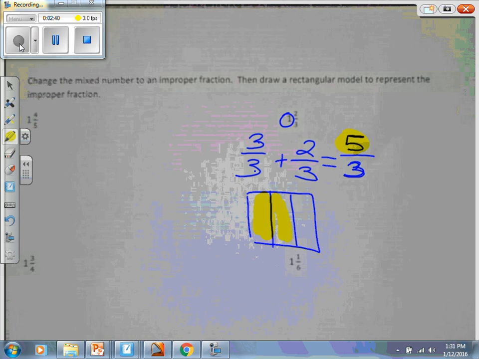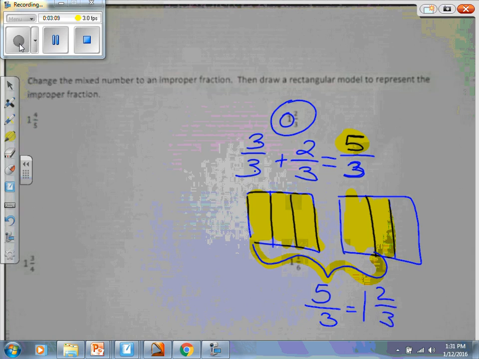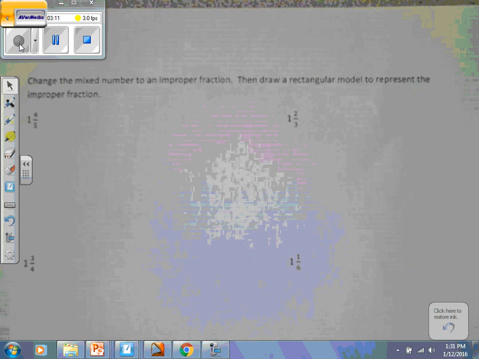1, 2, 3. So I need to draw another rectangular model with 3 pieces. So I have 1, 2, 3, 4, 5. I have a total of 5. Therefore, this is equal to 5/3, which is also equal to my 1 2/3. Okay, go to number 3, which is this next one.